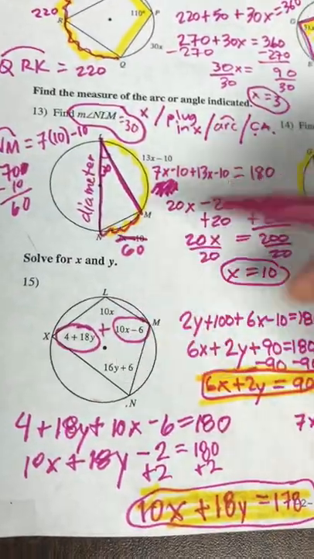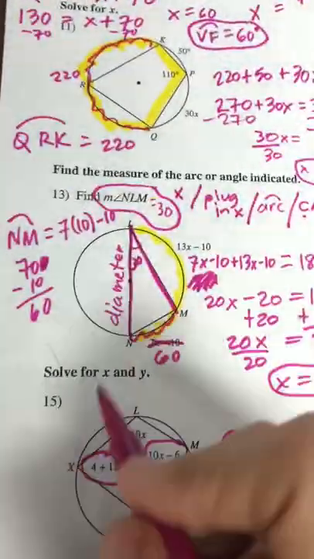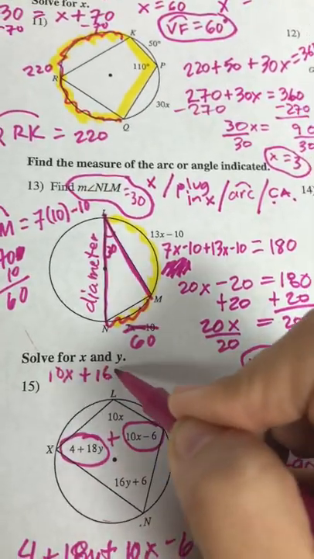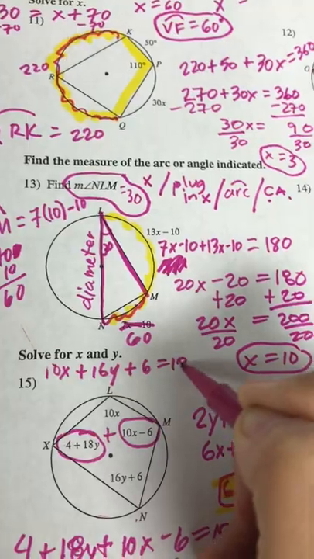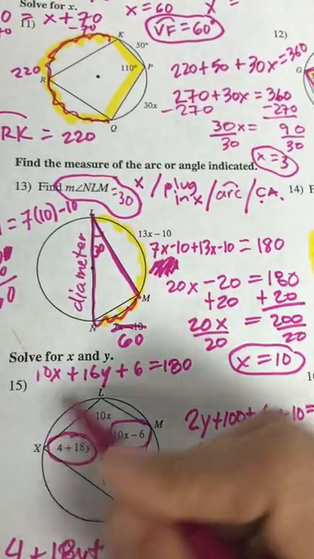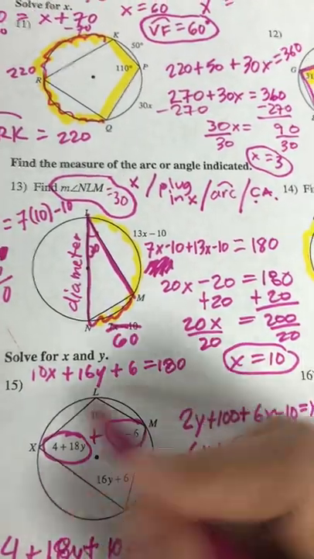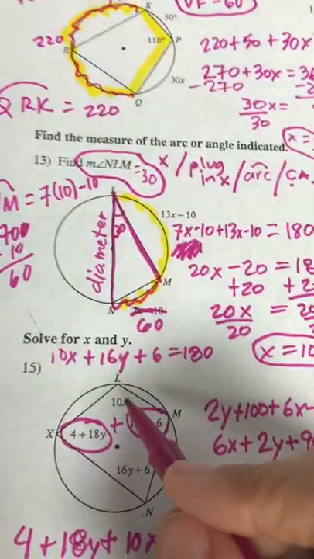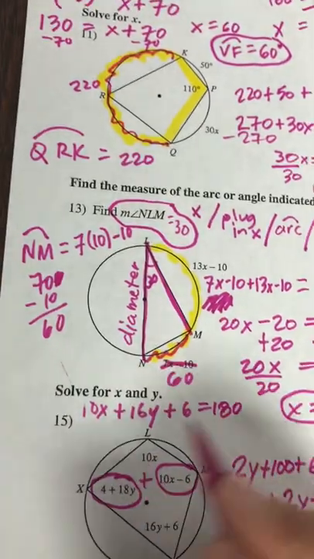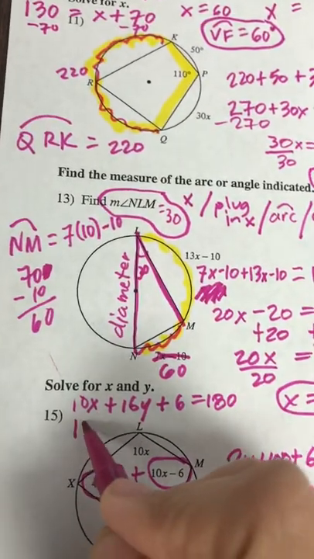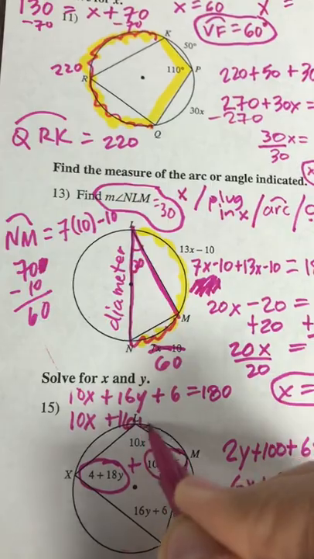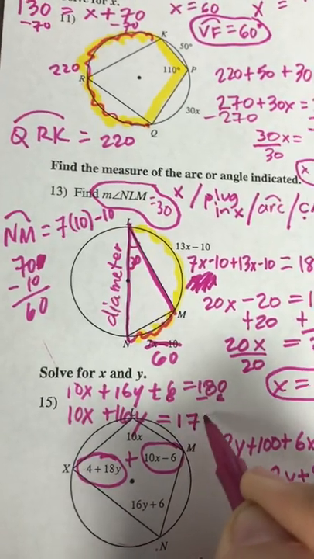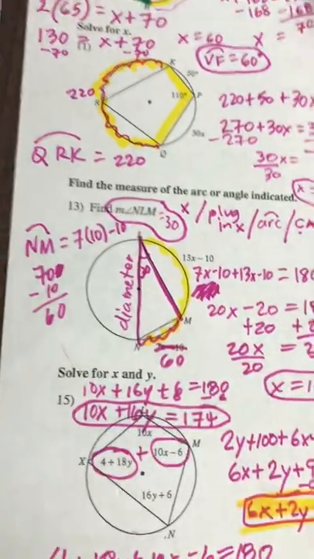Got to do the same for this one. So 10x plus 16y plus 6 would equal 180 because the two tips would be half the whole, and we know the whole adds up to 360. So their two angles should add up to half of that, or 180. So we get 10x plus 16y. If I subtract 6 on both sides, I get 174. Beautiful.